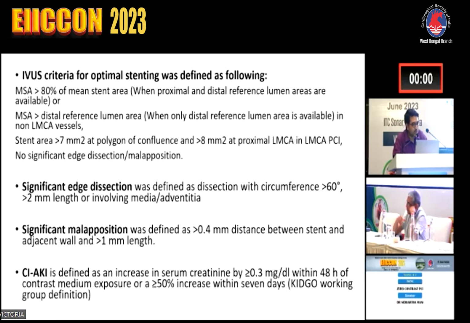So proximal and distal reference lumen, if they are available, more than 80%; if only the distal reference lumen is available, then MSA has to be more than that. And for the stent area, we know the 5, 6, 7, 8 rule at the left main bifurcation. We have to see for no edge dissection or malapposition. And there are also criteria for significant edge dissection, like it has to be more than 60 degrees and more than 2 millimeters of length. Significant malapposition is when there is a gap of more than 0.4 millimeter with at least 1 millimeter length from the adjacent wall.